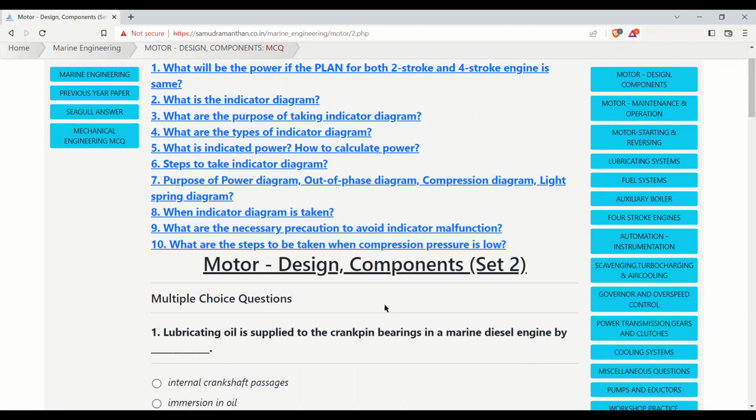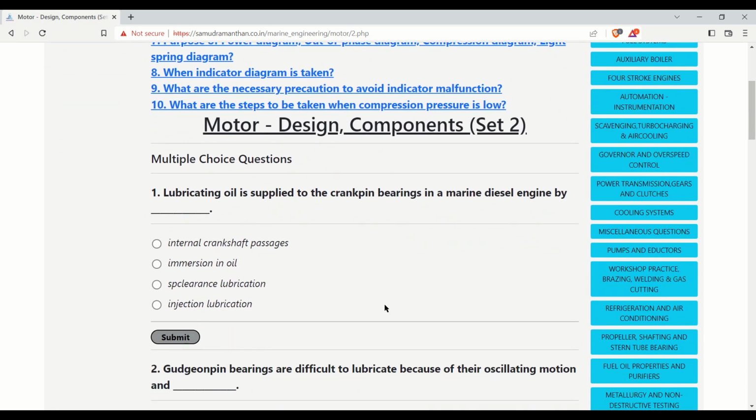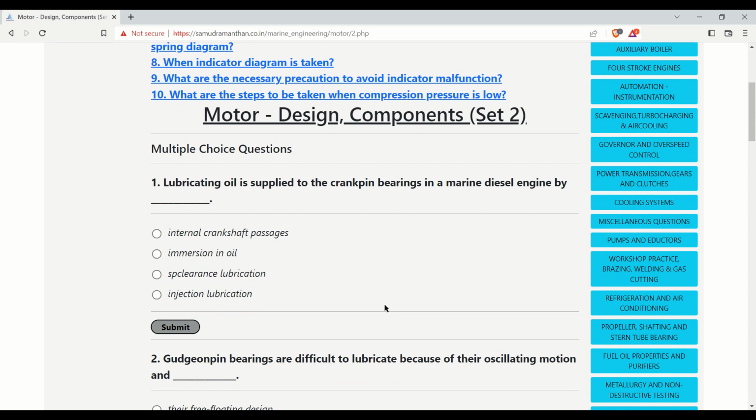Namaskar and hello aspirants. This is the second video of this series in which we are discussing marine diesel engine components MCQs. These questions have already been asked in various exams, and we will discuss them and take reference from other websites also for the discussion.